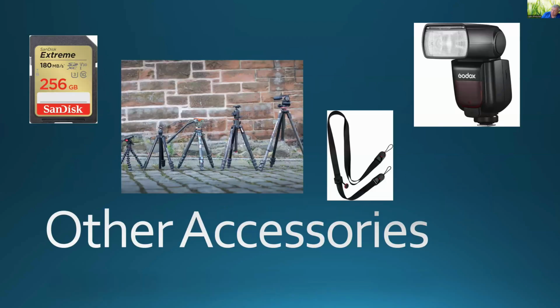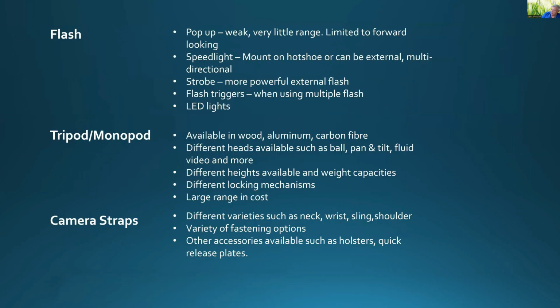So, other accessories to go along with your camera. The flash. We won't cover a flash here. That's a whole other issue. We've had people come into CAPS and talk about those. But you've got your pop-up flash, which is generally on top of your camera. They don't have a very big range to them, so you're limited to just in front of you, basically. You're also limited in that the pop-up flash will only look forward.